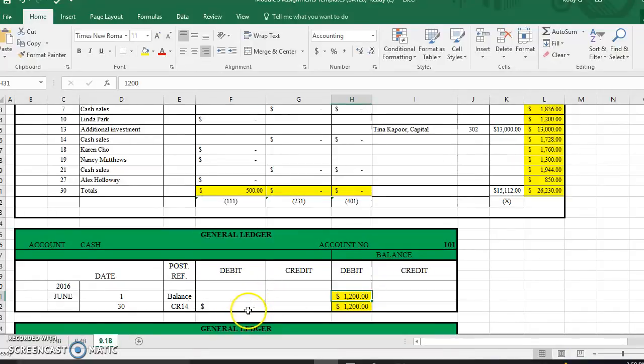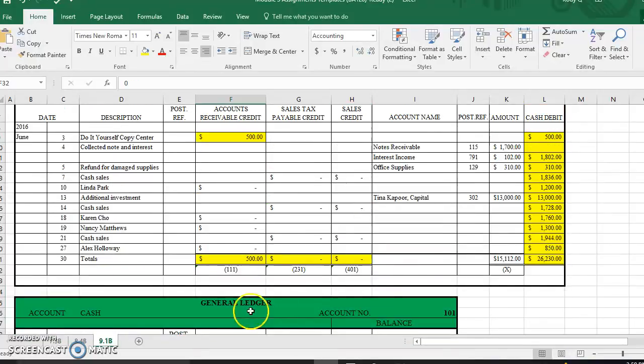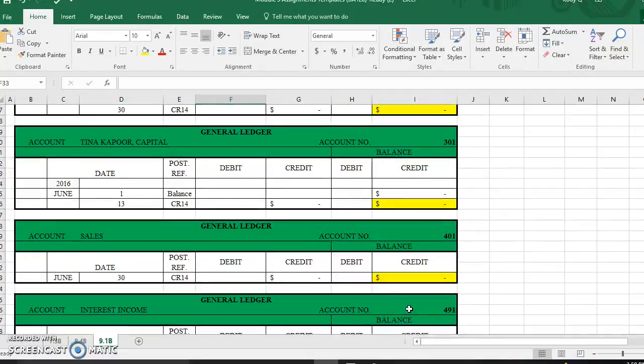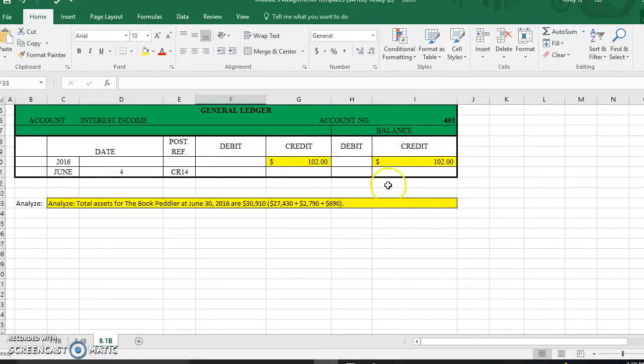Now you want to have your debit for cash right here come down, because this is what your actual cash is a month in. So you started out with $1,200, but you made $26,230. So your new cash amount is $27,430. And you'll go through, you'll enter all of that stuff for your ledger. And again, I have given you formulas to help you out with all of that. And then your total assets for the Book Peddler are $30,910 to help you with your analyze question.